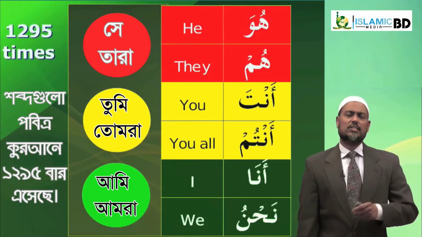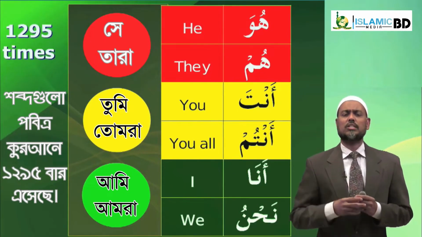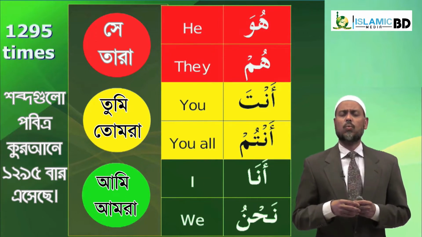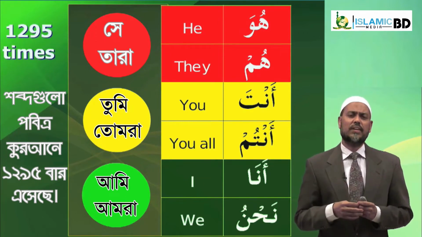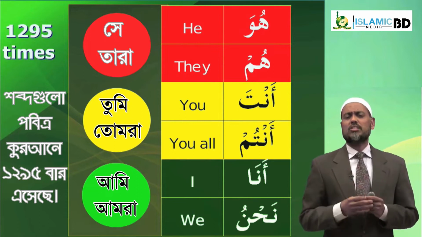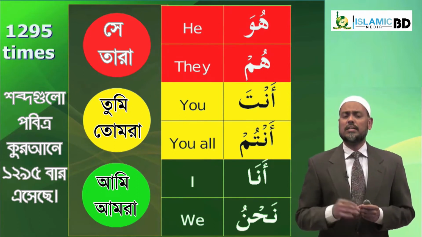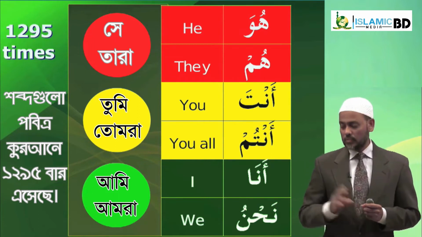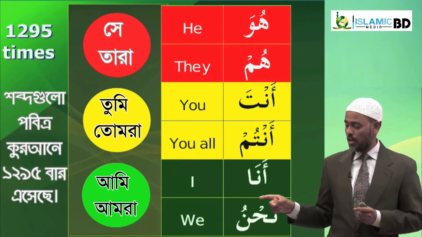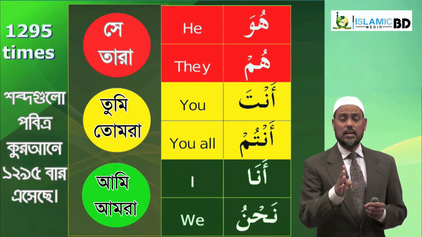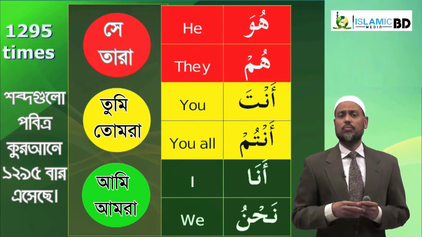So let us start that system and learn 6 words that occur in the Quran 1295 times. Just 5 minutes of exercise and you will learn these 6 words inshallah very easily and thoroughly. So here they are: huwa, hum, anta, antum, ana, nahnu.